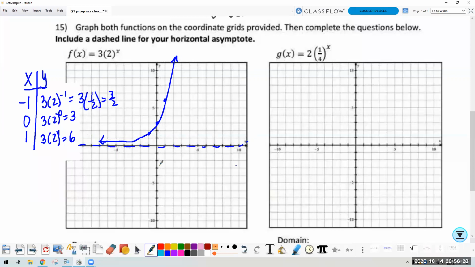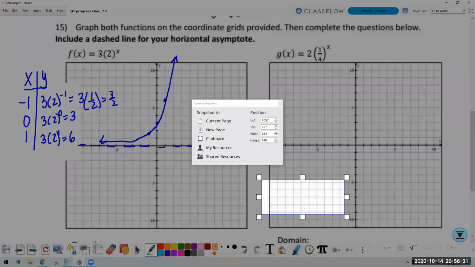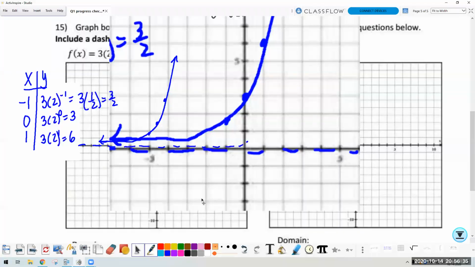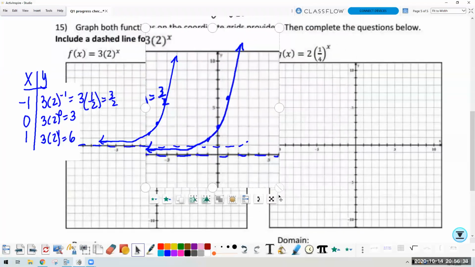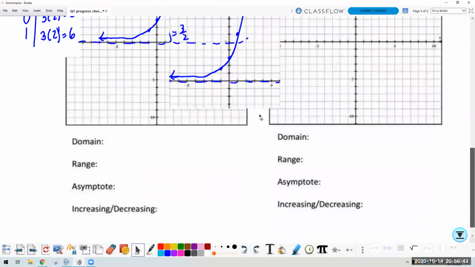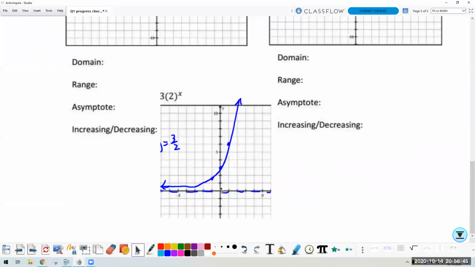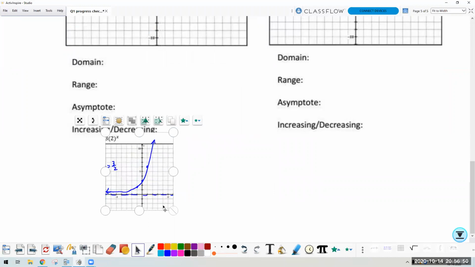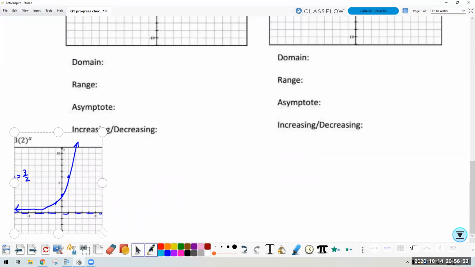And now let's see what properties we need. Just going to take a picture so I can bring this down to where my properties are. Now I can talk about it all on the same screen. So a domain is my x values. I can continue all the way left. I can continue all the way right. So domain is x is all reals.